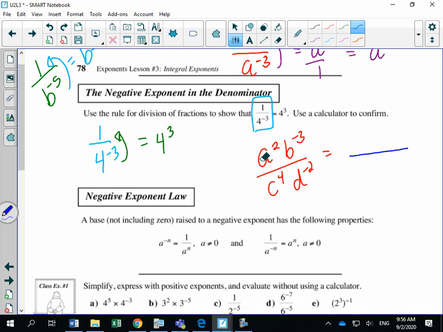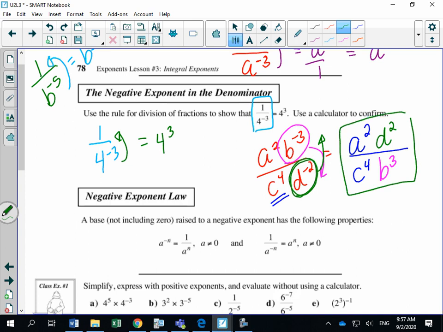So this a is happy. It's got a positive exponent. It gets to stay where it is. This c, which is in my denominator, is happy. It's positive. It stays where it is. This b is unhappy. I've got to get rid of that negative exponent. I need to bring that b down. As soon as I write the b in the denominator, it becomes positive. And then I go to my last letter, which is d, and I say, okay, this guy's not happy. It's got a negative exponent. I need to bring the d up. And that would be your answer.